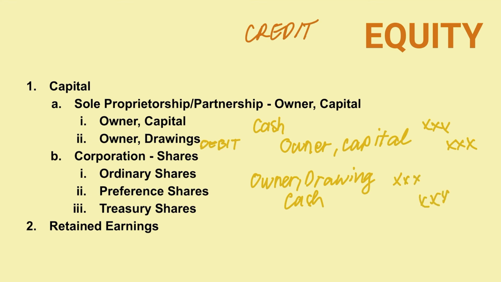This is also the same for shares. Debit cash usually, or whatever the form of payment you receive for the shares, and you're going to credit ordinary shares. So those are the usual journal entry accounts for equity.